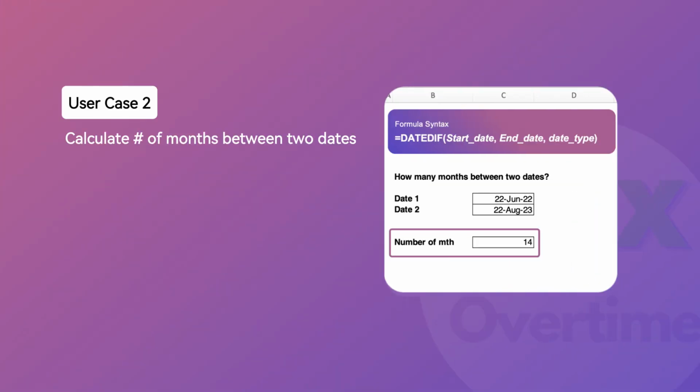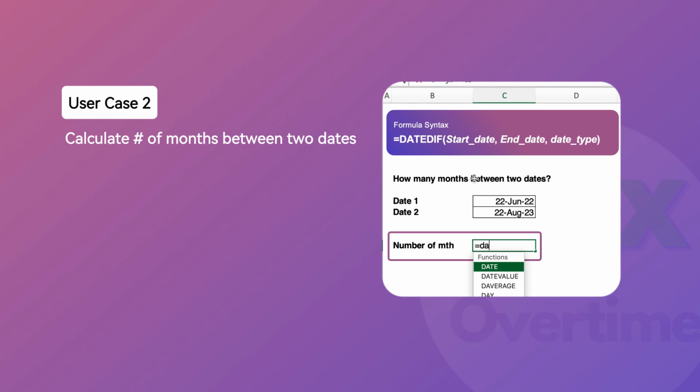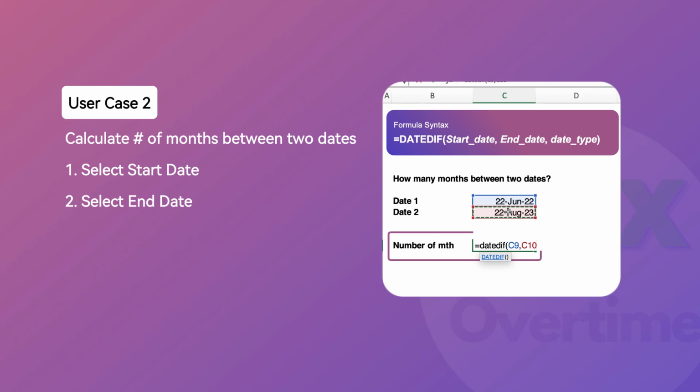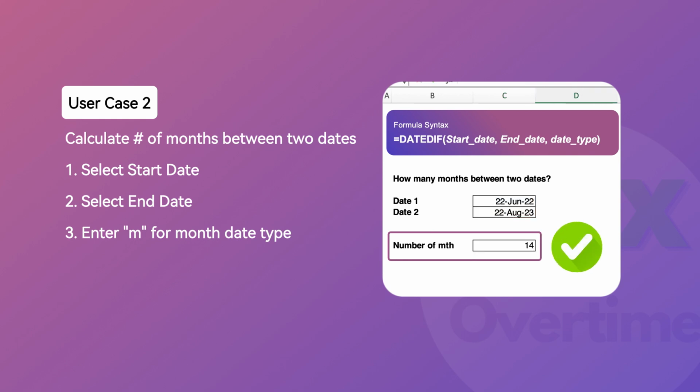In the second example, we use the same formula to calculate the number of months between two dates. So firstly, select the start date in the formula, then select the end date. For the date type, we enter M for month. Here, we have the number of months.